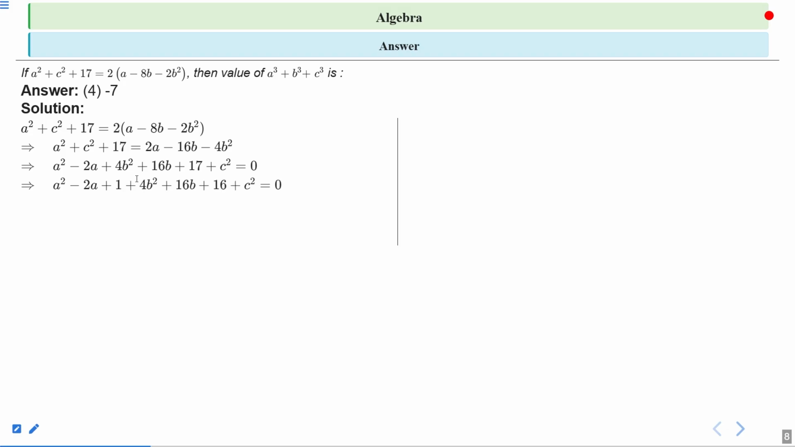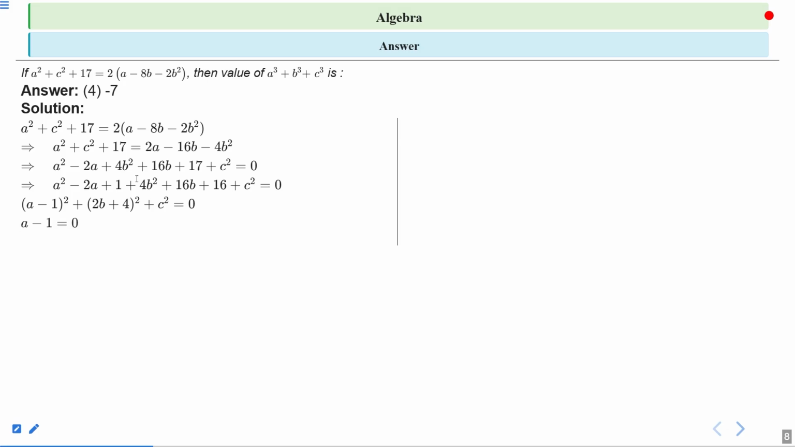So we get a square minus 2a plus 1, plus 4b square plus 16b plus 16, plus c square is equal to 0. Now we can clearly get (a minus 1) whole square plus (2b plus 4) whole square, and the rest will be plus c square, which is equal to 0.